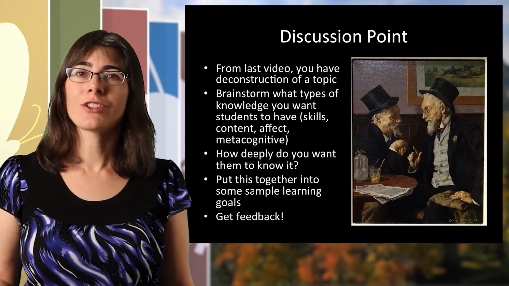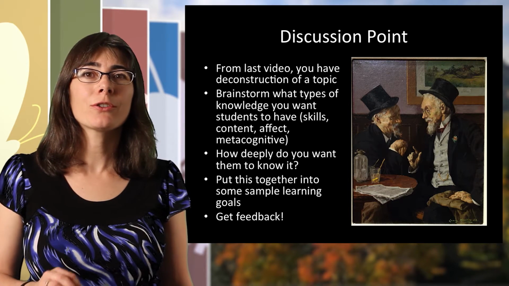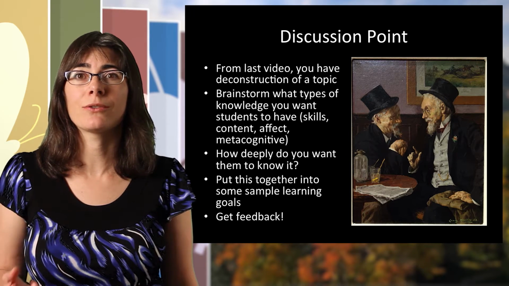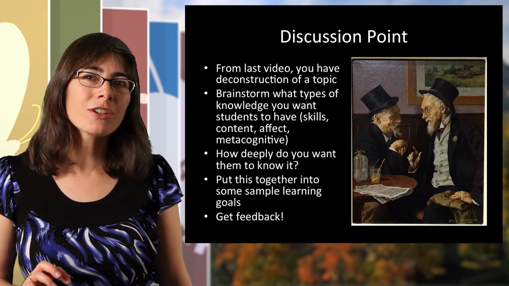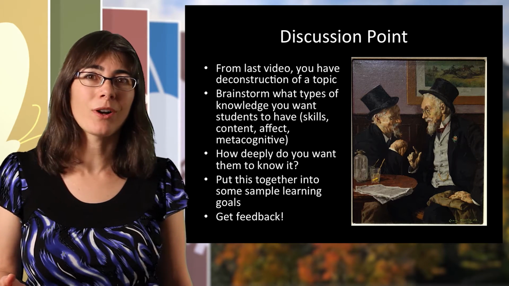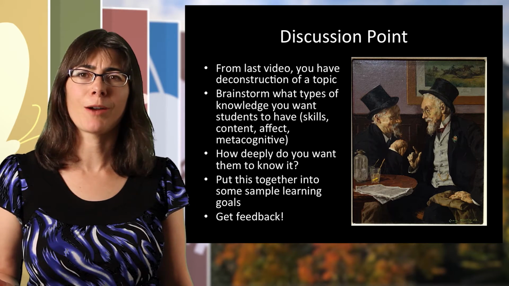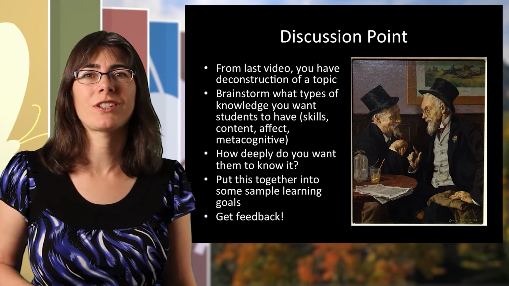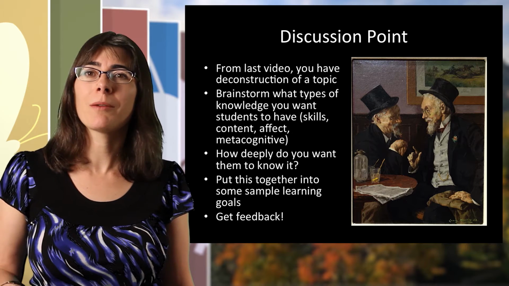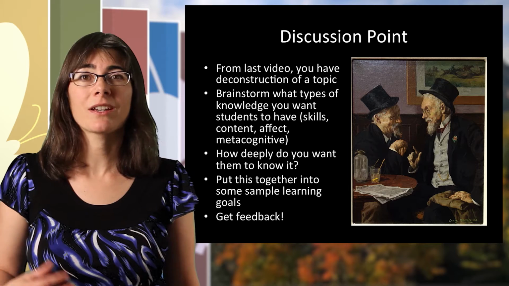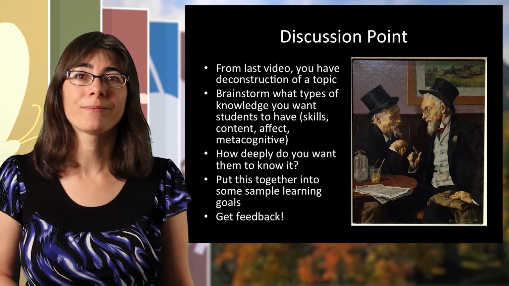So another discussion option. From the last video, you should have some ideas of how to deconstruct a topic into its component parts. Now I want you to brainstorm what types of knowledge you want students to have, skills, content, affect, metacognitive, about that topic, and how deeply you want students to know it. And then put this together into a couple of sample learning goals. And it's great if you have the opportunity to get some feedback, because that's where we really get a chance to iterate. In the next video, we're going to look at some strategies for making sure that your goals are actually useful for your instruction.